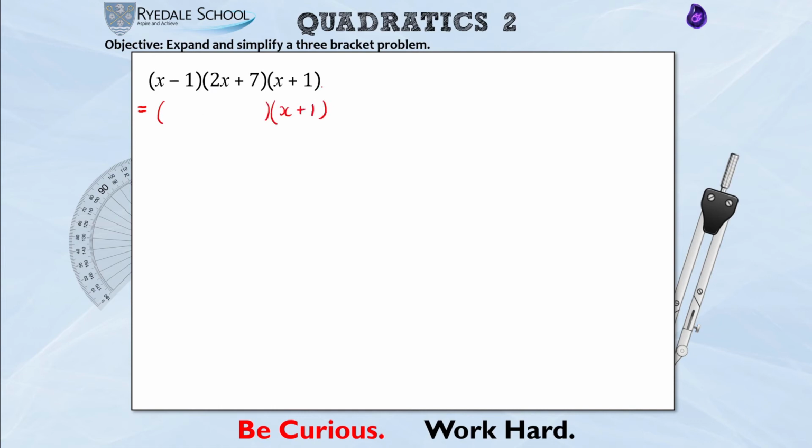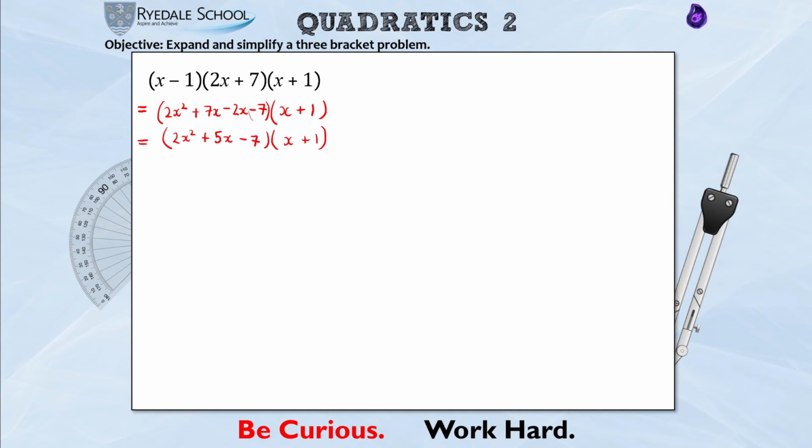I'm going to start getting into the habit now of dropping this first bracket straight away down. You can put it in afterwards, it's entirely up to you. So let's multiply out these first two brackets. X times 2x, 2x squared. Outers, plus 7x. Inners, minus 2x. Lasts, negative 7. Tidy it up. 2x squared and 7x and negative 2x leaves positive 5x and minus 7.